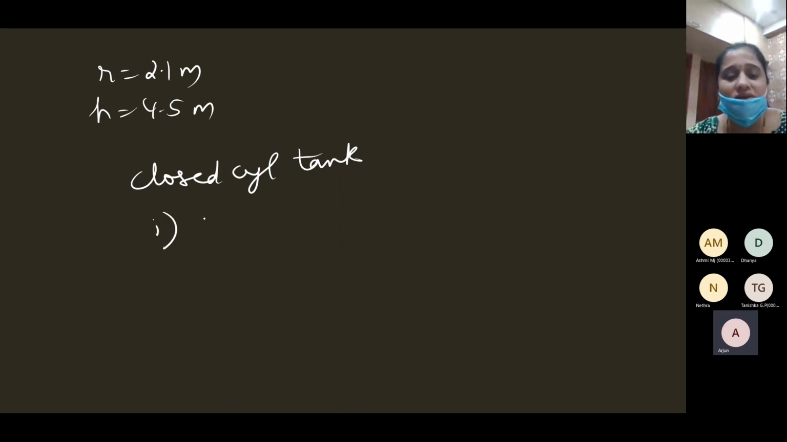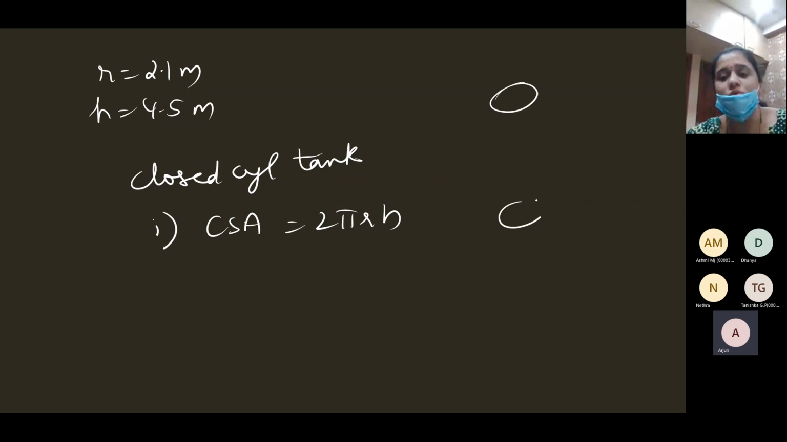In the first part of the question, we were asked to find only the CSA, 2 pi RH. Though we know that the steel is used for the 2 circular portions also, the top and bottom, the question was to find the CSA, so we found the CSA. In the second part, we have to find the amount of steel actually purchased, which we don't know. If there was no wastage in the making process, then the total surface area of the cylinder will be equal to the amount of steel actually purchased from the market.